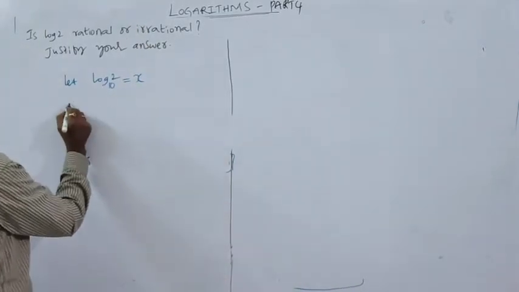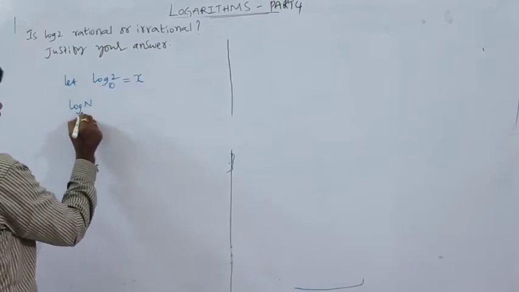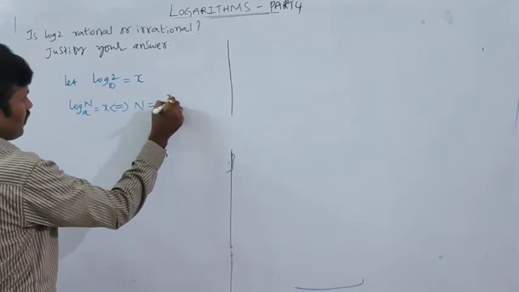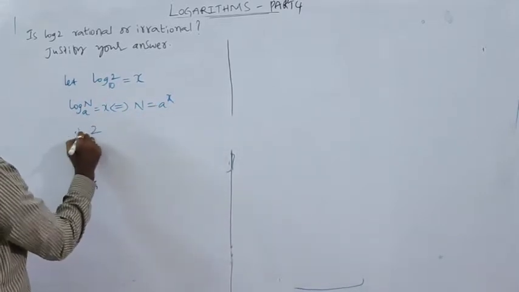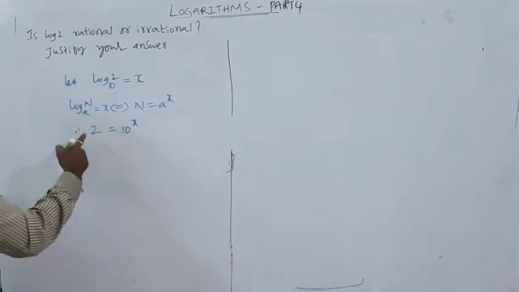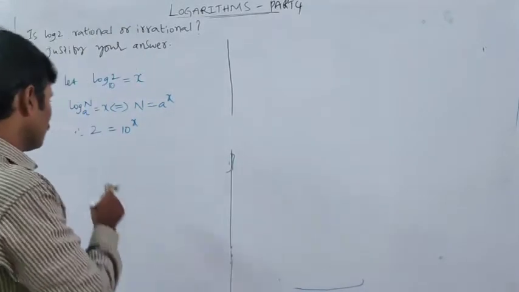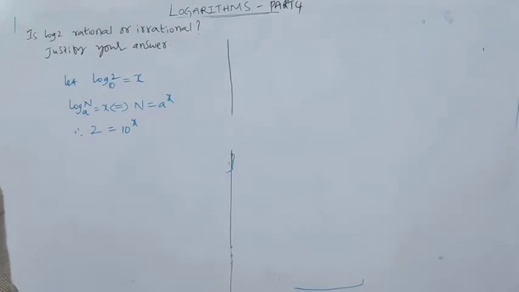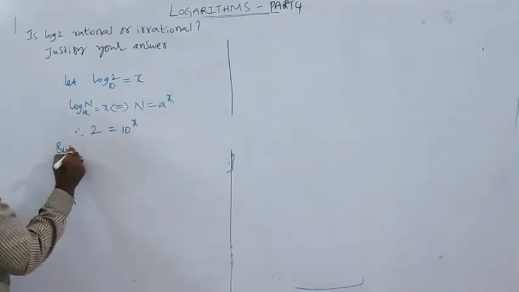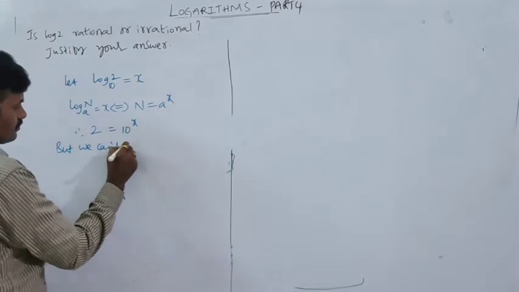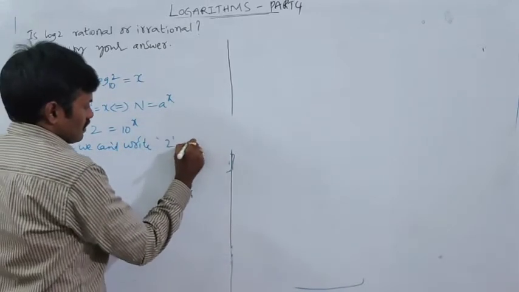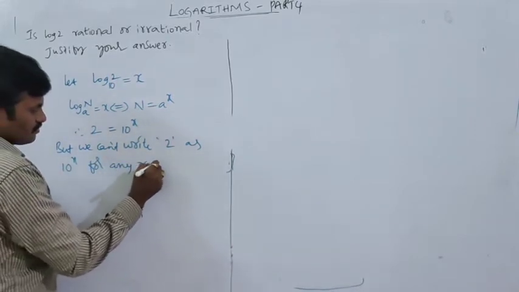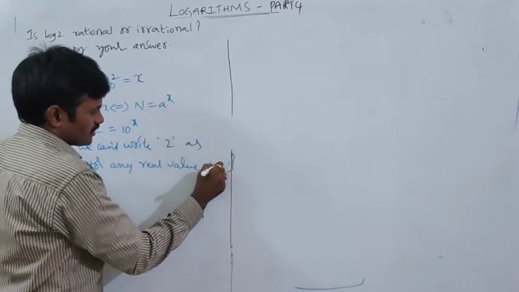So this logarithmic function can be written, according to the definition of the logarithm: if log n to the base a is equal to x, then it can be written as n is equal to a to the power of x. Therefore 2 is equal to 10 to the power of x. Is it possible to express 2 as 10 to the power of x? No, we cannot write 2 as 10 to the power of x for any real value of x.